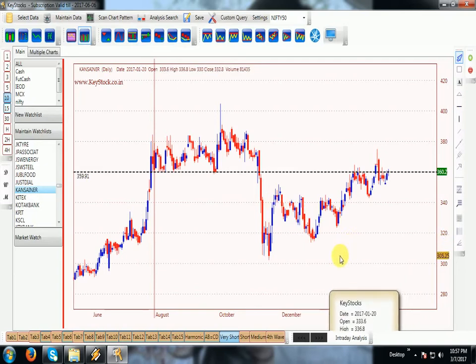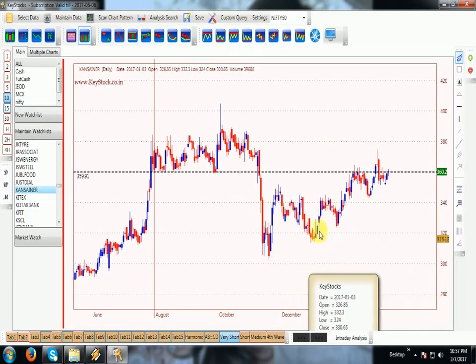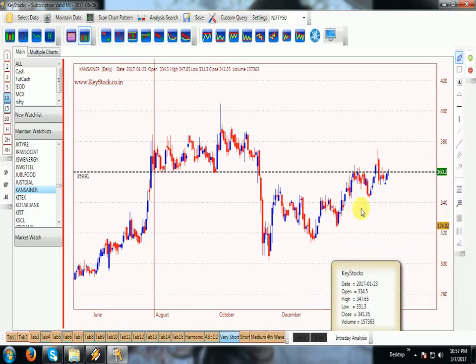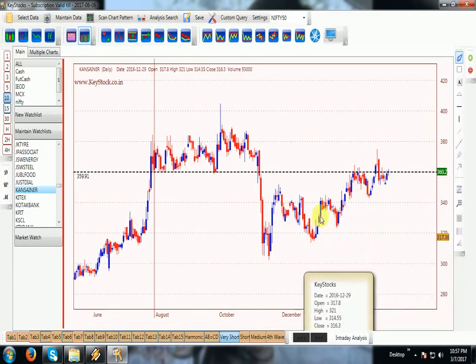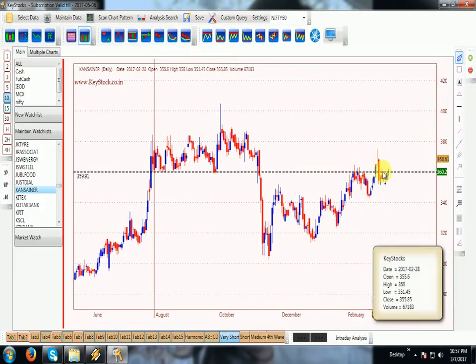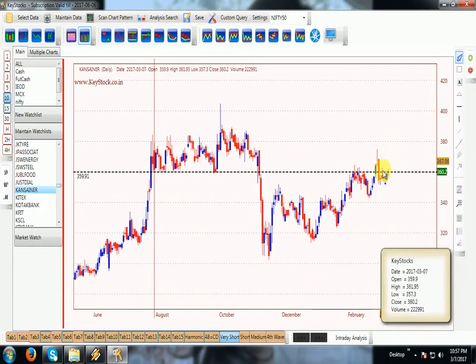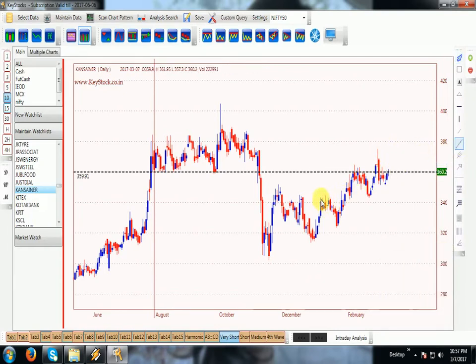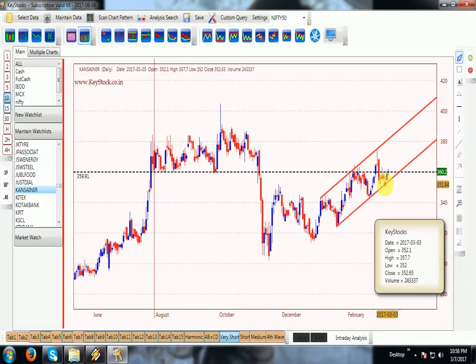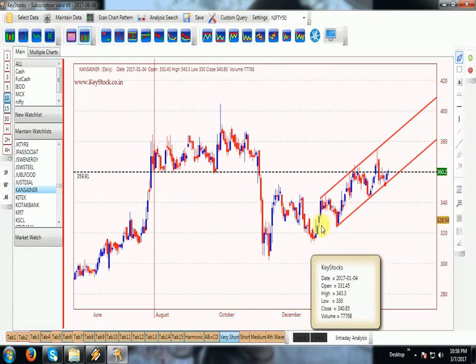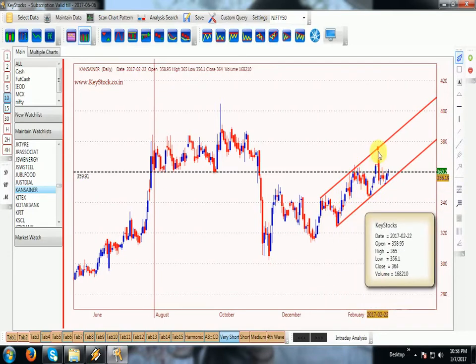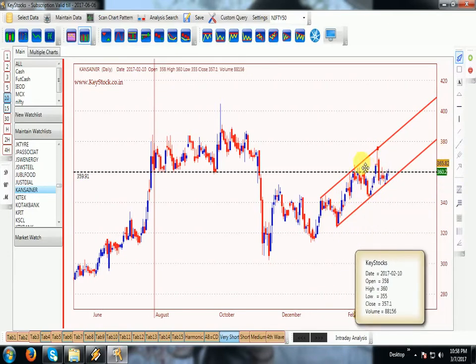So what I can see here is a channel formation, a rising channel formation. You can see here price is traded in two parallel lines, so I'll plot the two parallel lines here. Okay, here is the first line and here is the second line. See, the rising channel, or you can say ascending channel, is clearly visible here.